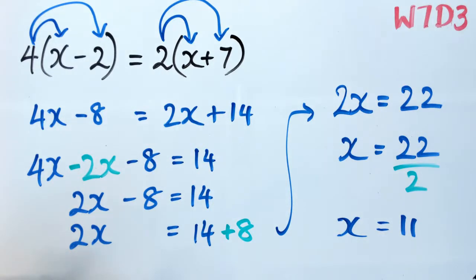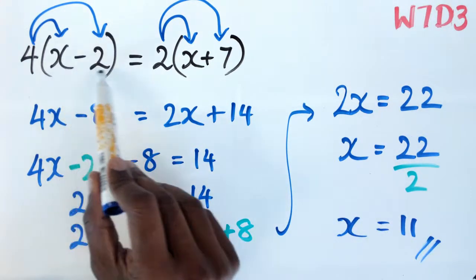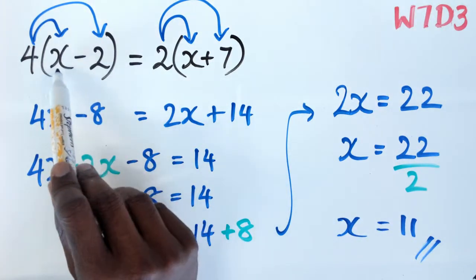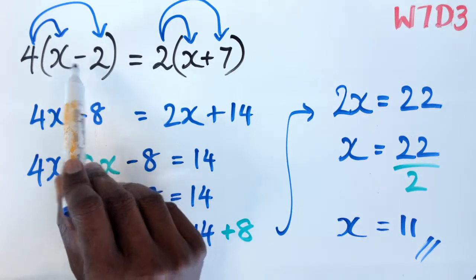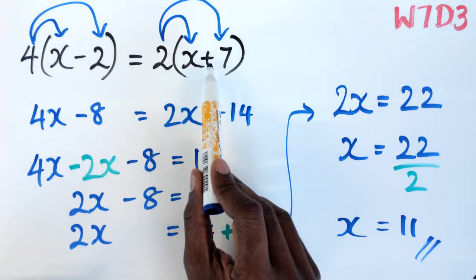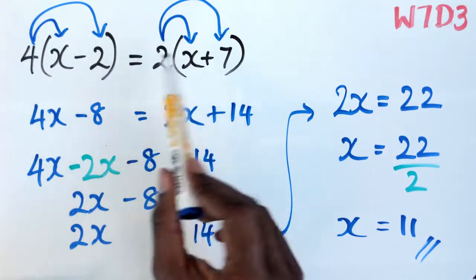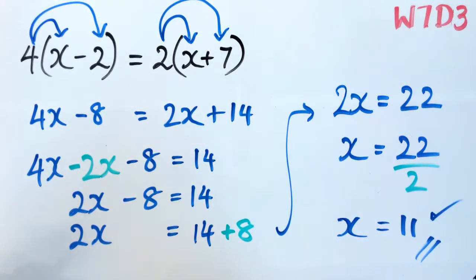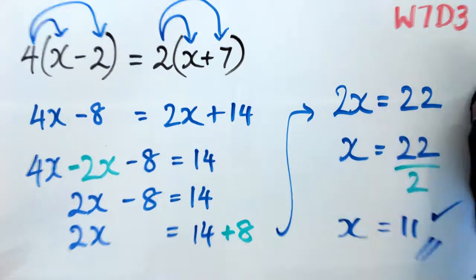Alright, so that's the final answer, but we can actually go back and put 11 in here and see what happens. So let's see, 11 minus 2 is 9, 4 times 9 is 36. Here, 11 plus 7 is 18, 18 times 2 is 36, so we know that 11 then is the correct answer. Alright, I'm going to show you guys one more example with some negatives, so we can try and get this sorted out.